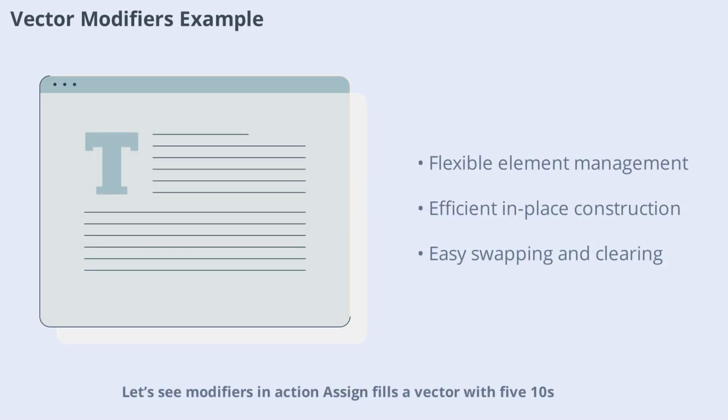See modifiers in action. assign fills a vector with 5 tens, push_back(15) adds 15 to the end, and pop_back removes it. insert can add 5 at the beginning, and erase removes the first element.